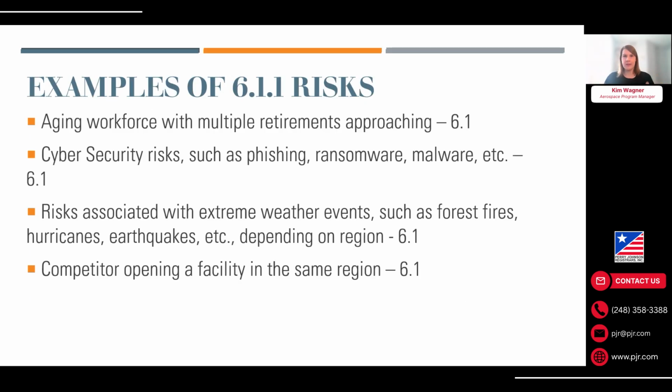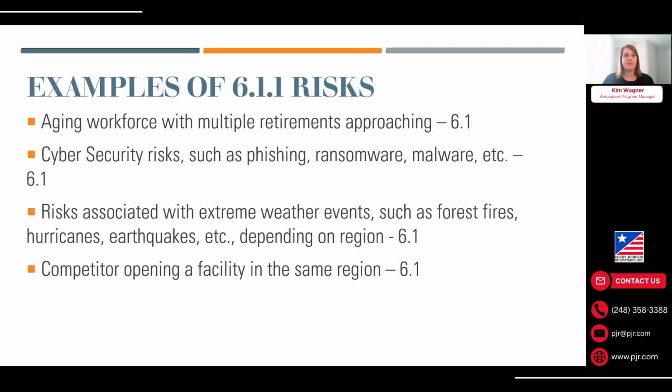So here are some of those types of risks, right? So these are just examples. So let's say you have an aging workforce where you've got multiple retirements approaching in the next few years of key personnel. That's a potential internal issue that could be a risk for your organization and could be something that you need to think about and plan for to mitigate. Another example would be cybersecurity risks. And this is unfortunately something that all organizations have to deal with these days. There's phishing and ransomware, malware. That could be an external issue or an internal issue that your organization should possibly mitigate with your risk management process.